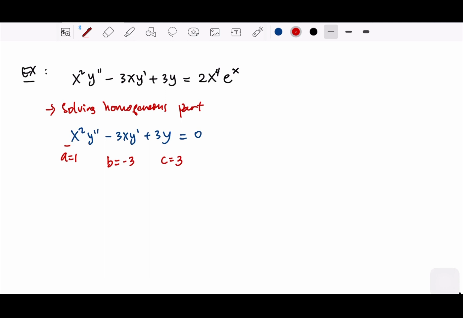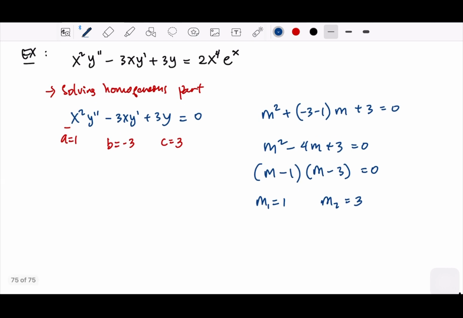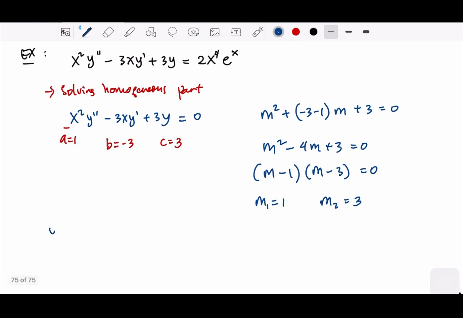So we have m squared plus (b minus a) m, and then plus 3 equals 0. So this will be m squared minus 4m plus 3. So this will be (m minus 1)(m minus 3). Okay, right? So we have m1 is 1, m2 is 3. Now the solutions in Cauchy-Euler become our complementary solution, our yc. So this will be c1 x plus c2 x cubed, right?